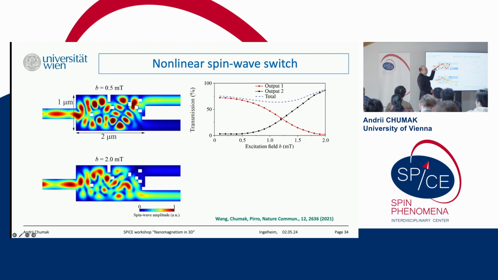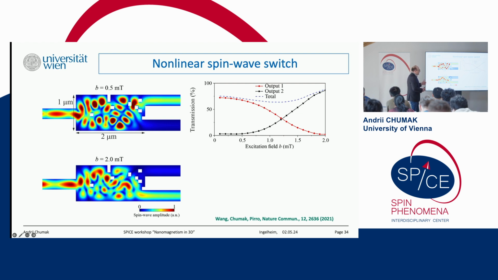In the simplest case, you need a switch. This is the field of excitation which we apply here to excite the spin waves. At small power, the spin wave should go to one arm, and at high power, it should go to another. It's one of the examples. With this, you can do binary logic, neuromorphic computing, and many other things.